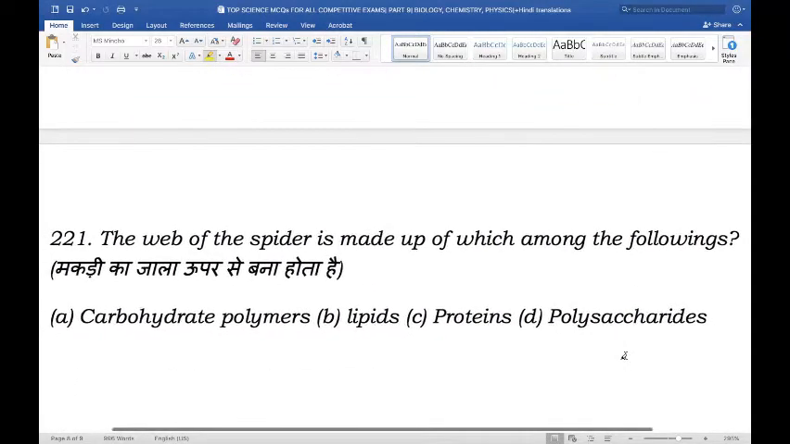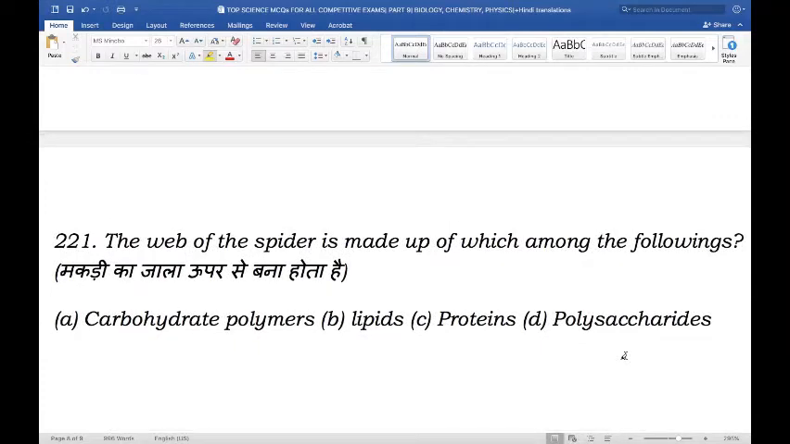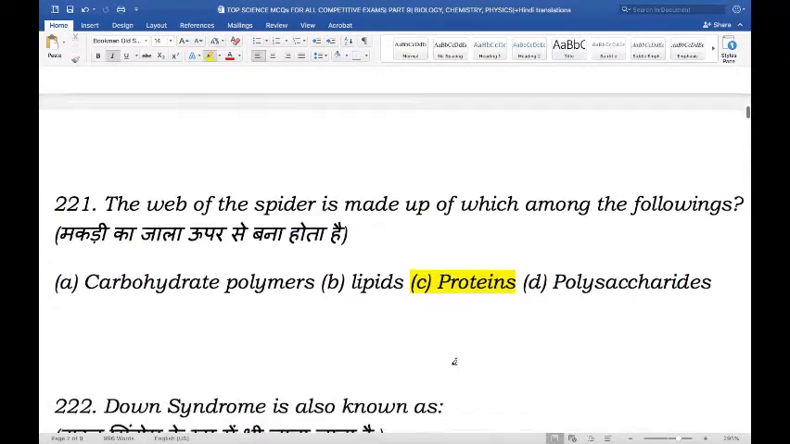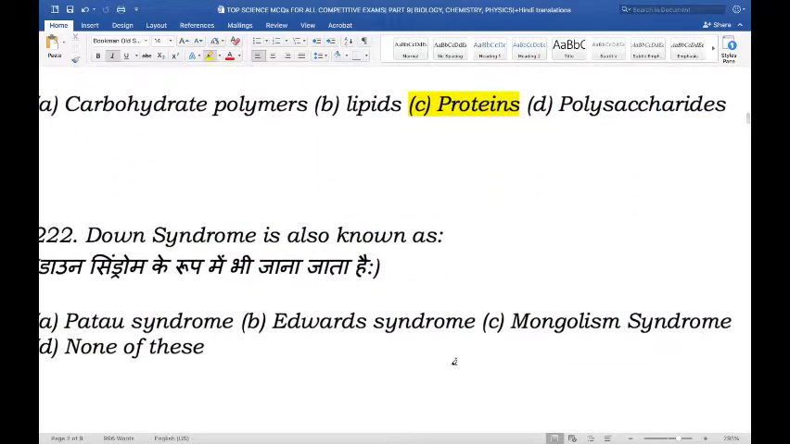So let's start off with the first question. The web of the spider is made up of which among the following? Is it A, carbohydrate polymers, B, lipids, C, proteins, or D, polysaccharides? So the spider web is made up of proteins. Spiders use their silk to make webs, which is made up of protein, specifically fibrous proteins which give the tensile strength. Moving on to the next question.